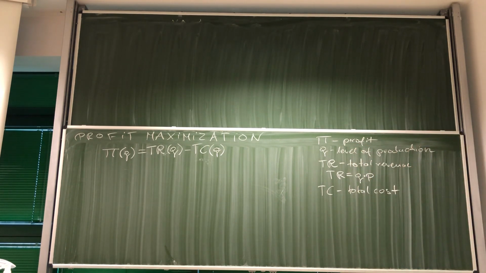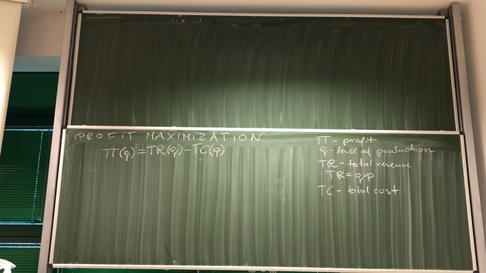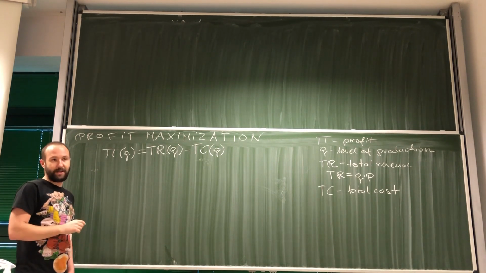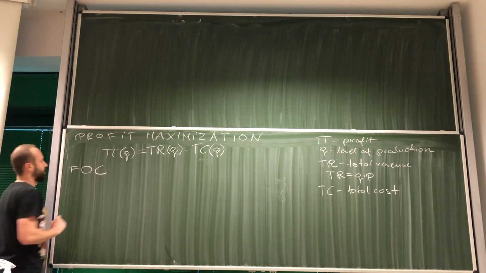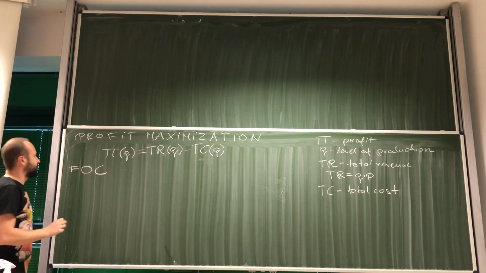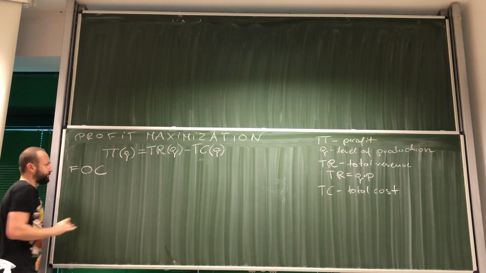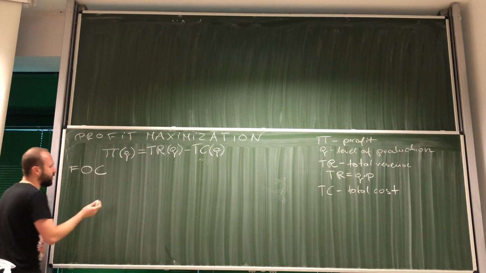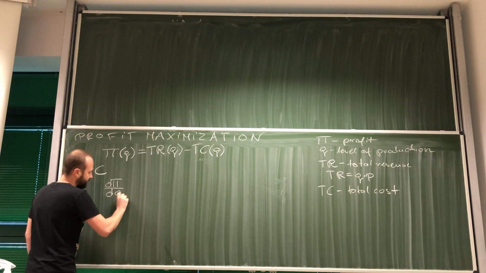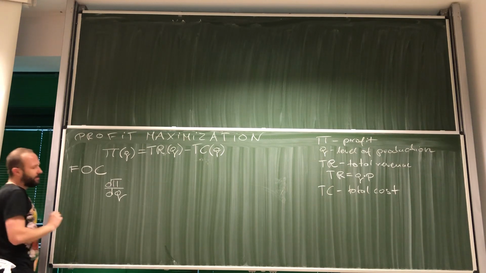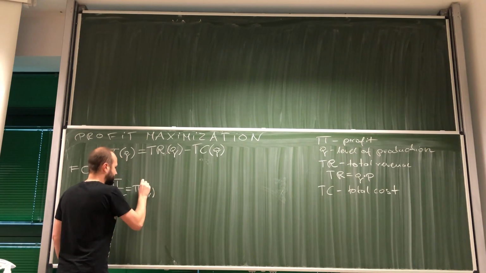Okay, so now our task is to maximize the profit. We know how the profit function looks. So what do we do first? We of course use the first order condition. The first order condition is telling us to take the first derivative of profit with respect to quantity. We can denote it as d pi dq, but we can also denote it simply as pi of q prime.